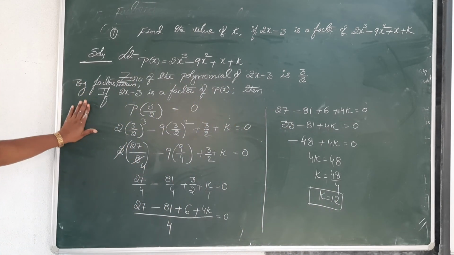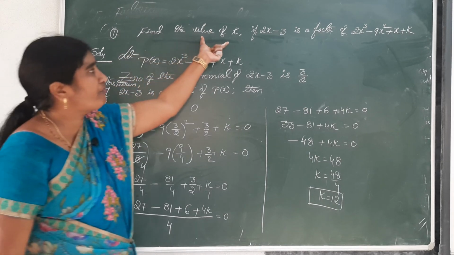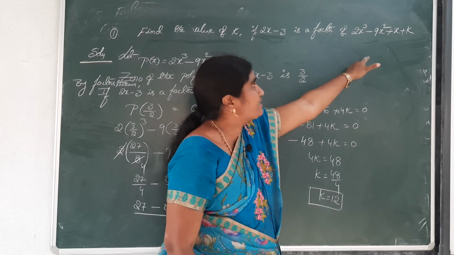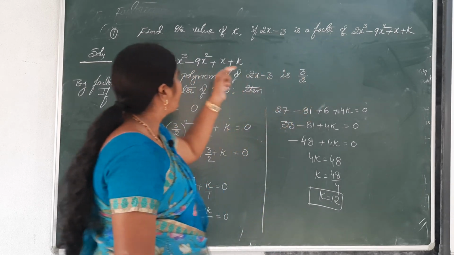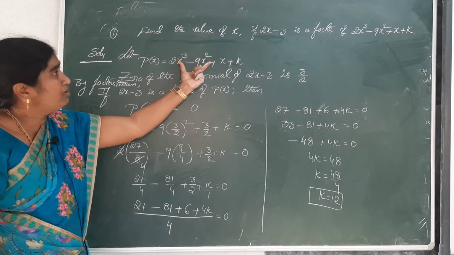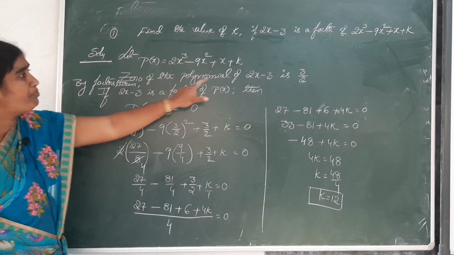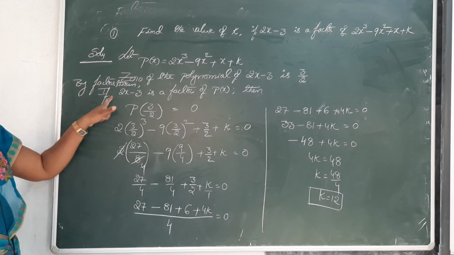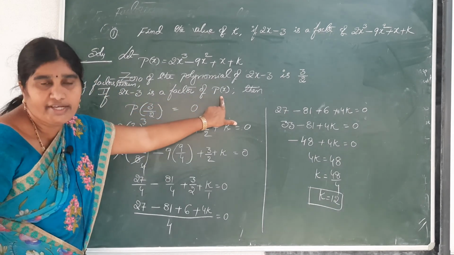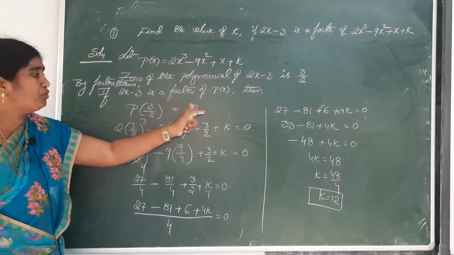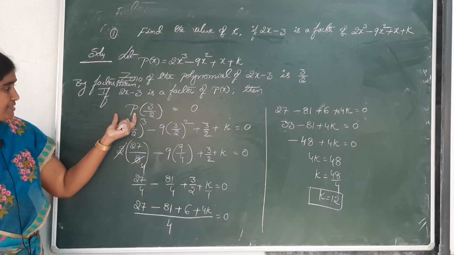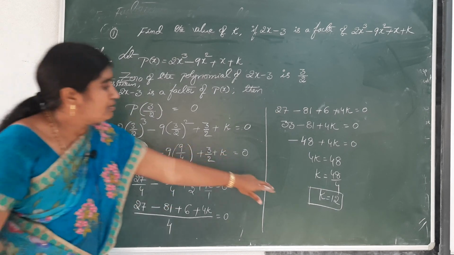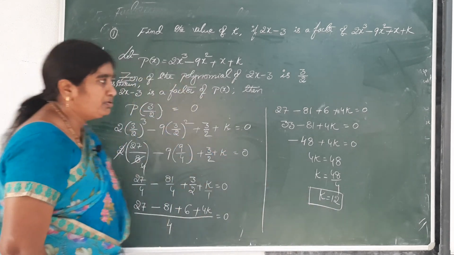This is an important sum. First, find the value of k if 2x minus 3 is a factor of 2x cube minus 9x square plus x plus k. Let p of x equal to the given polynomial. The zero of the polynomial 2x minus 3 is 3 by 2. By factor theorem, if 2x minus 3 is a factor of p of x, then p of 3 by 2 equal to 0. Replacing x by 3 by 2 and substituting the values, we get k equal to 12.